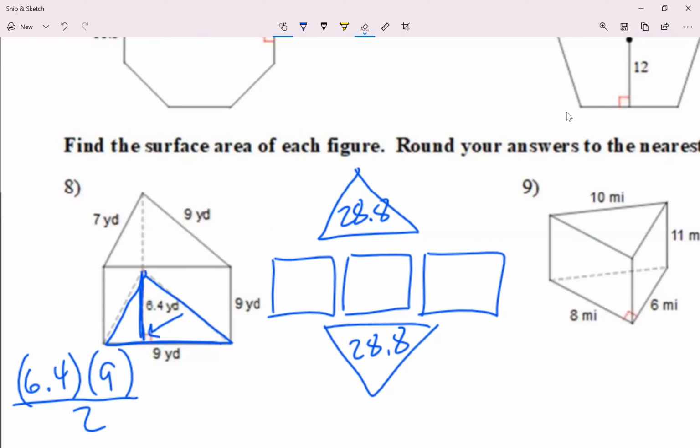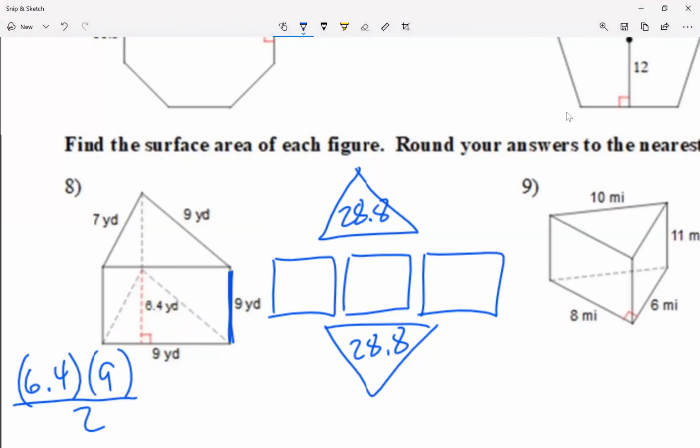Good. Now let me worry about the wall. So let me erase this. I'm going to look for the height of this prism. The number that has nothing to do with my triangles, in this case, is 9. This thing, right? Is the distance between the triangles. Like I said, is the height.